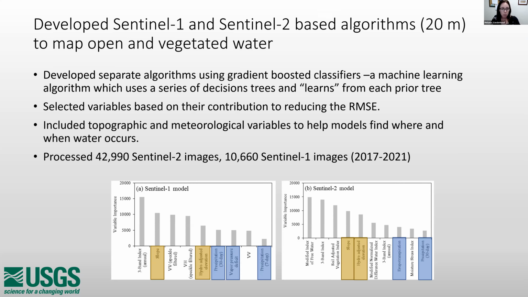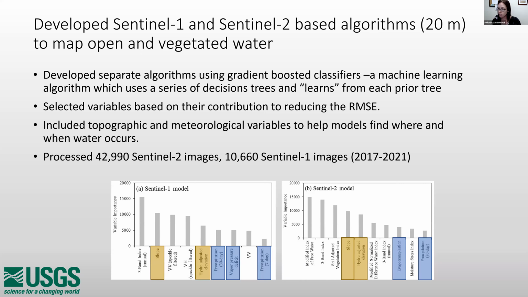And we developed 2 separate algorithms using gradient-boosted classifiers, which is essentially a machine learning algorithm that uses a series of decision trees, but learns from each prior tree. So it's trying to reduce the error between each tree. We ran a variable selection process for each algorithm where the selected variables were based on their contribution to reducing the model's root mean square error. And something a little bit different in terms of our approach was that we included both topographic and meteorological variables as potential variables to help the models find where on the landscape water tends to collect and when that water tends to be on the landscape.